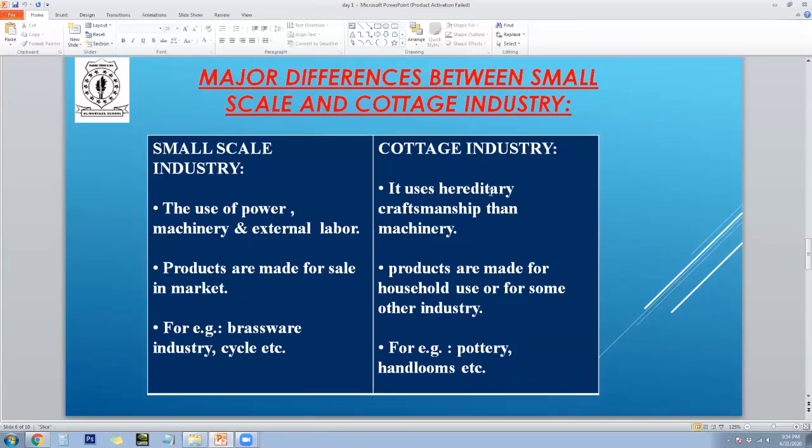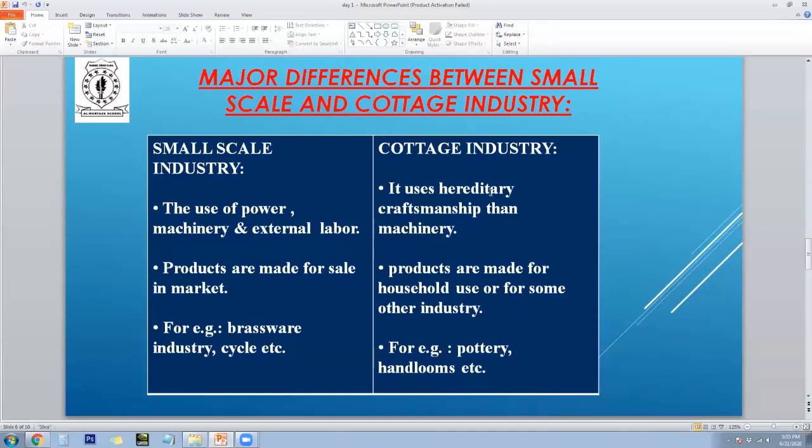Now, can you identify for me the similarities between the two industries, that is the small scale and the cottage industries? Can you quickly do it? Okay, what do you think must be the similarities between the two of them? Yes. Okay, all right. Quality control or standardization is a problem in the two industries. It is the same thing.